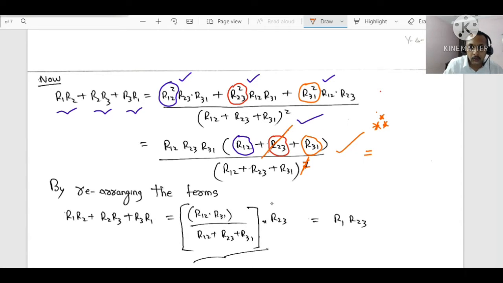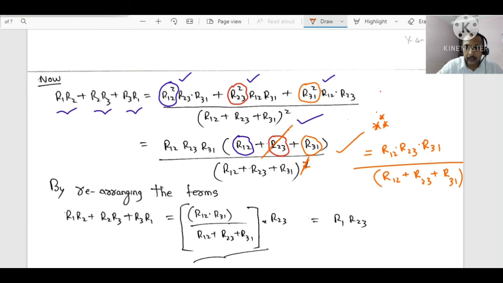This is equal to what, dear students? R12 plus R23 plus R31 is equal to R12 into R23 into R31 whole divided by R12 plus R23 plus R31. This is important. Now we will rearrange the terms.